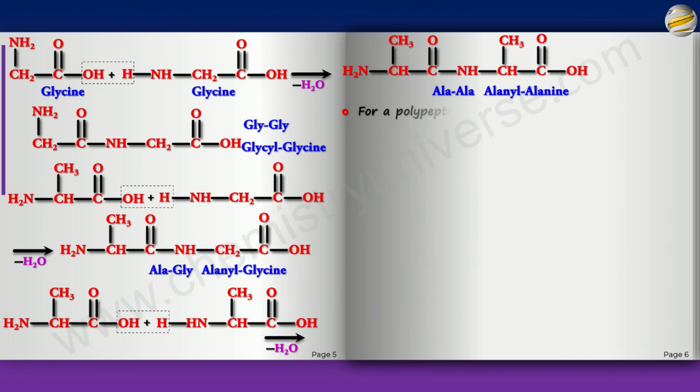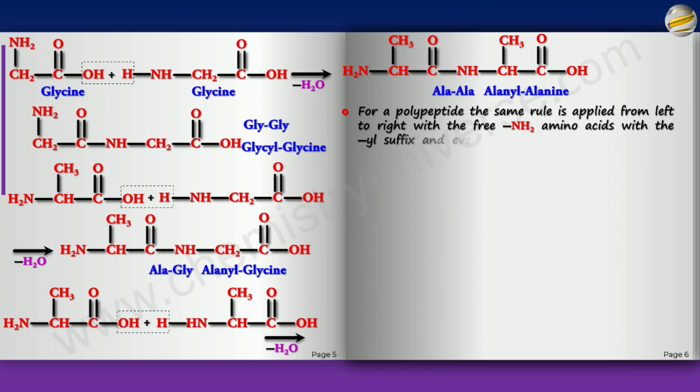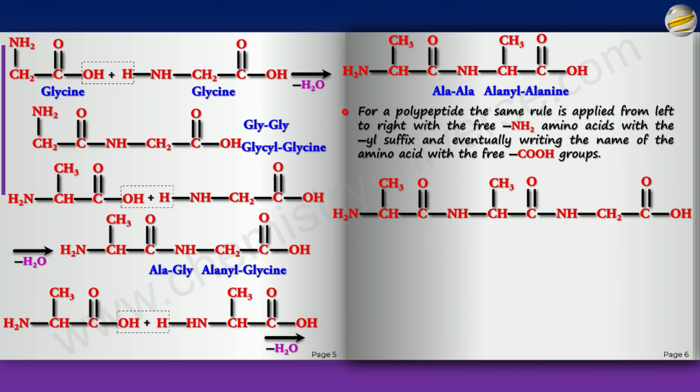Now for a polypeptide, the same rule is applied from left to right with the free NH2 amino acid with the YL suffix, and eventually writing the name of the amino acid with the free COOH group. Say for example, I have a tripeptide, 3 amino acids. As you can see, 2 of them are alanine, the first 2, and then you have the glycine. So you have Ala-Ala-Gly for the short letter, or alanylalanylglycine. So all of them will get YL except the last one.